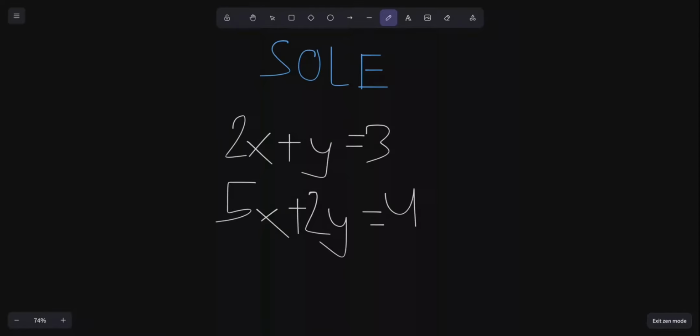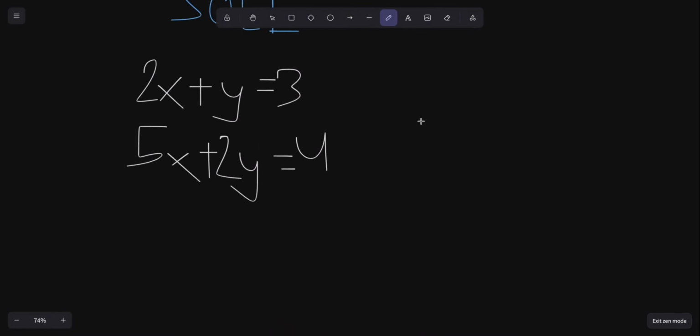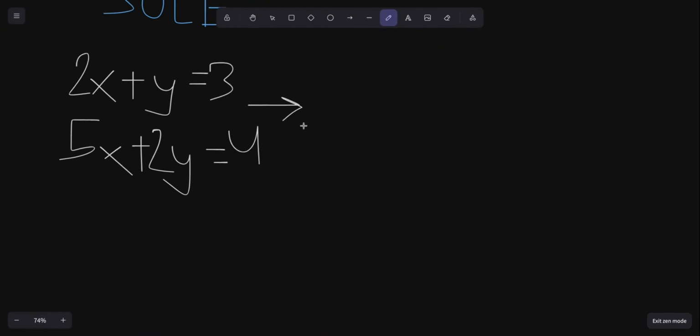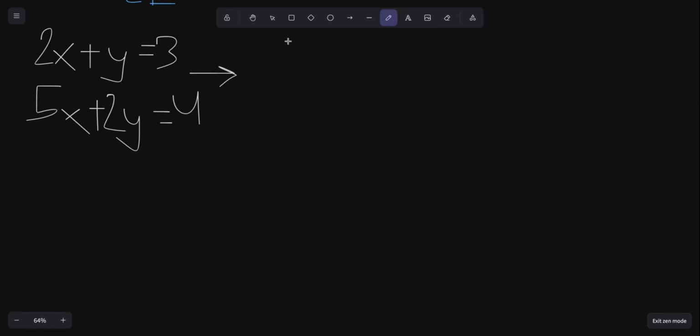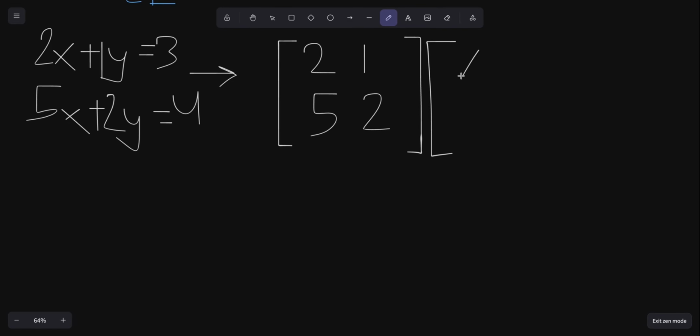Now, let me complicate this perspective for you. I can rewrite this system of linear equations into a more complicated format, at least that's what it kind of seems like. So 2, 5, 1, 2. So those are the coefficients. And I'm going to matrix multiply this with x and y, and that's going to be equal to 3, 4. Okay?